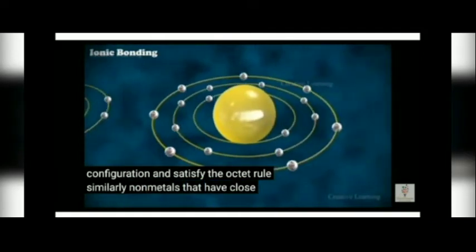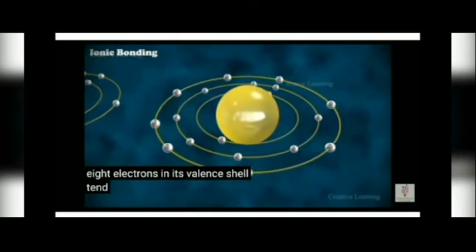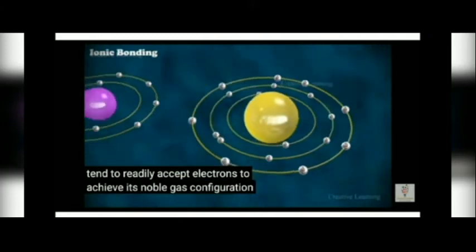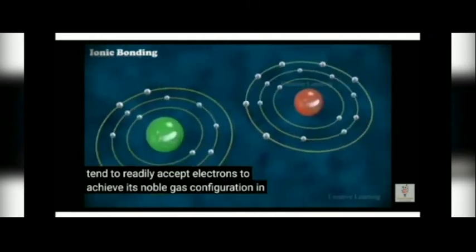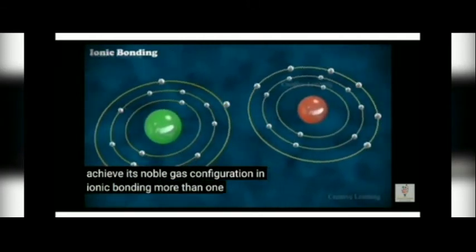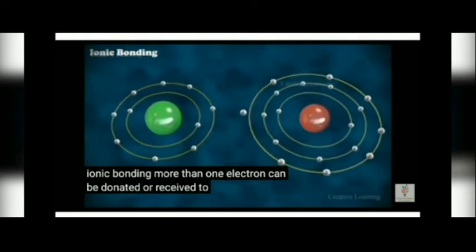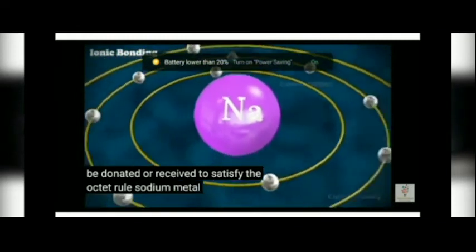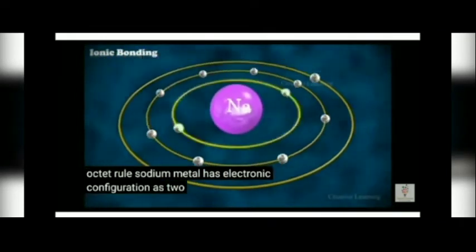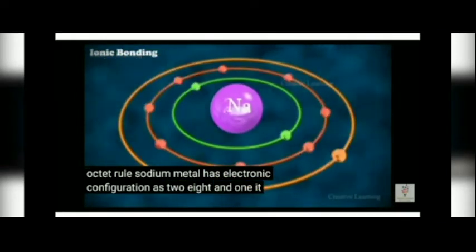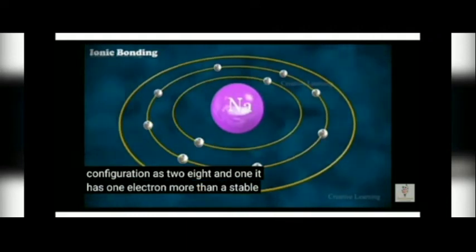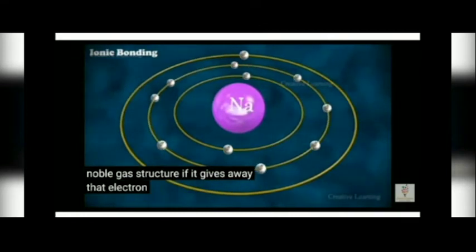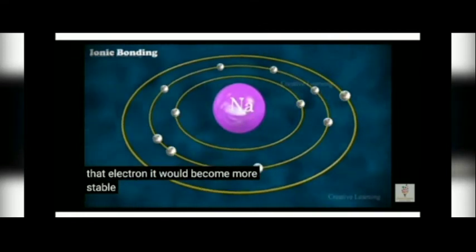Similarly, nonmetals that have close to 8 electrons in their valence shell tend to readily accept electrons to achieve their noble gas configuration. In ionic bonding, more than one electron can be donated or received to satisfy the octet rule. Sodium metal has electronic configuration 2, 8, 1. It has one electron more than a stable noble gas structure. If it gives away that electron, it would become more stable.